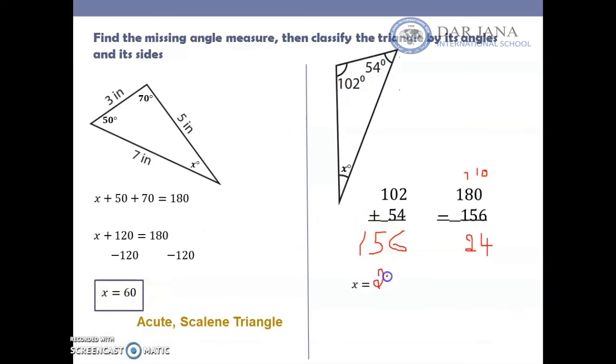Now, if x is 24 degrees, then if we look at the angles, you have 24 degrees, 54 degrees, and 102 degrees. Obviously 102 is obtuse, so this triangle is an obtuse triangle. But you don't have equal angles, so it's scalene. Remember, when I don't have congruent angles, this means I don't have congruent sides. So no congruent angles means no congruent sides, which means it's a scalene. Because one of the angles is 102, this one is called an obtuse scalene triangle.